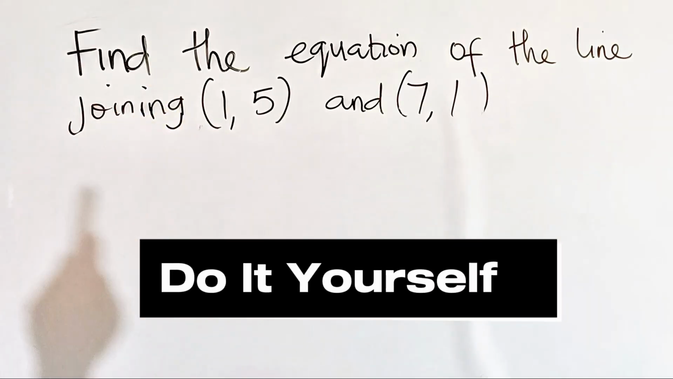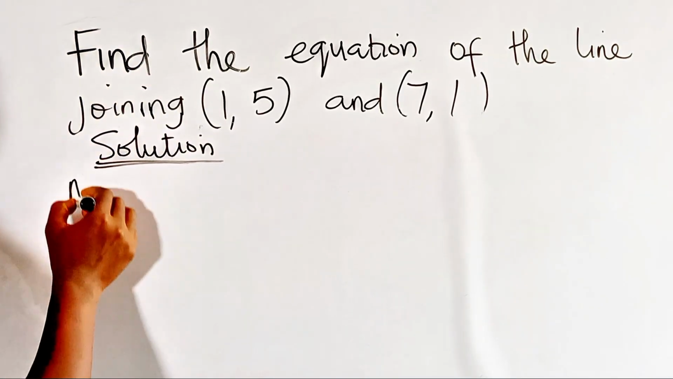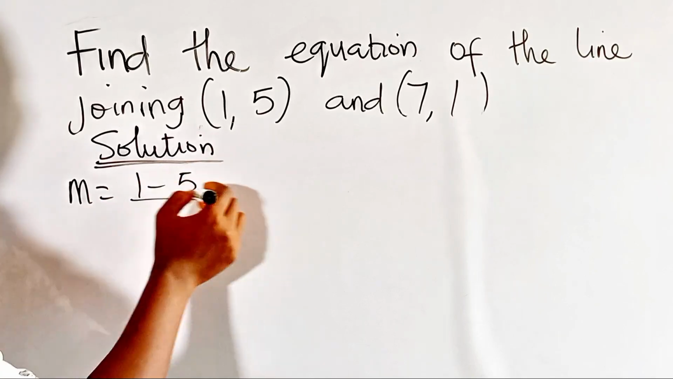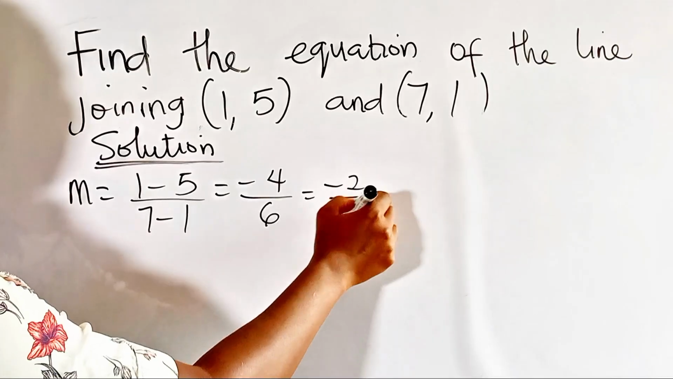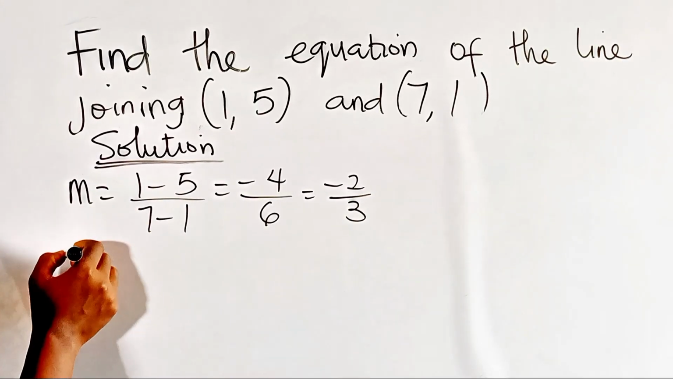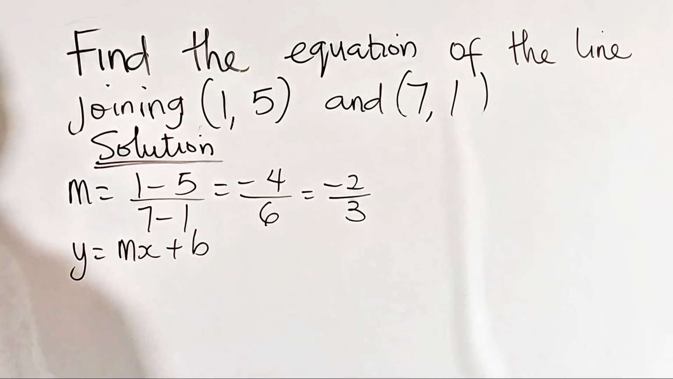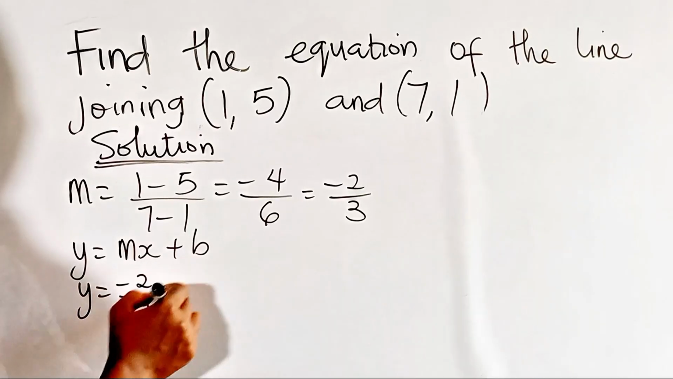Now, I want you to pause the video and try this question yourself. So first we find the slope, right, which is m, equal to change in y, that is 1 minus 5, all over change in x, which is 7 minus 1. This gives minus 4 all over 6, and we have the slope as negative 2/3. So we place this slope in the slope-intercept form, which is y equals mx plus b. And we have y is equal to minus 2 over 3x plus b.